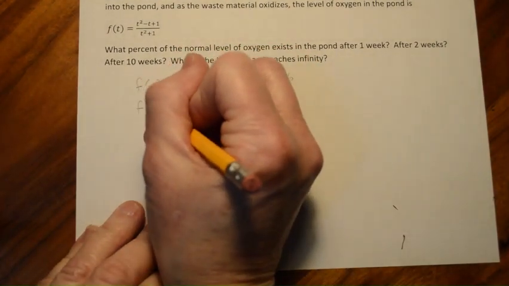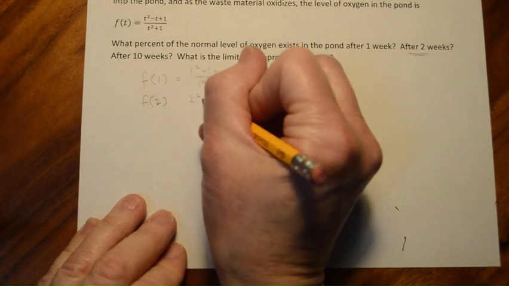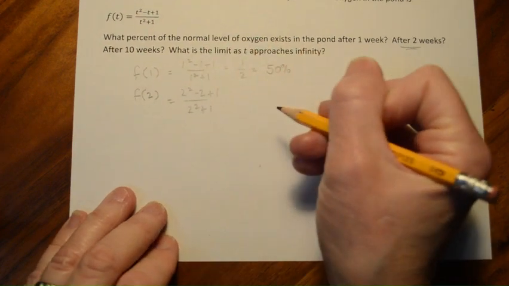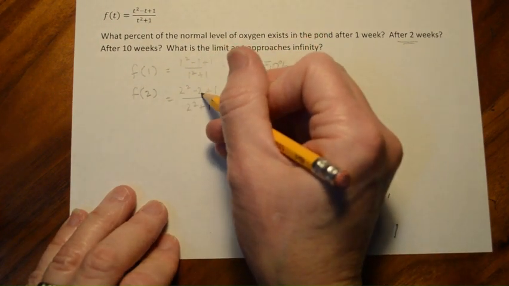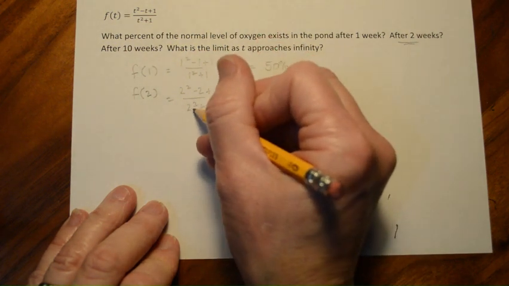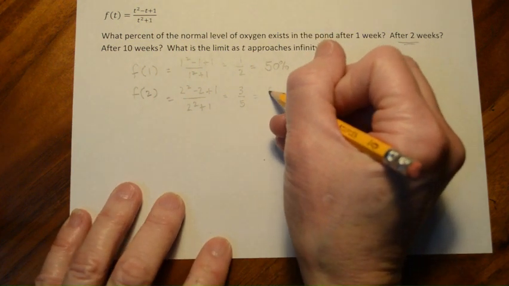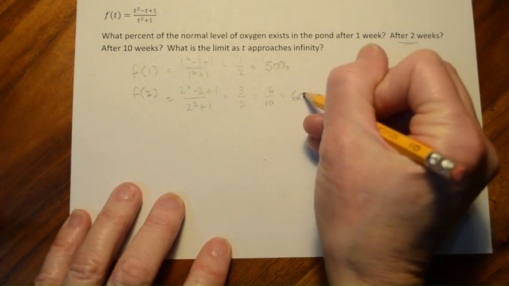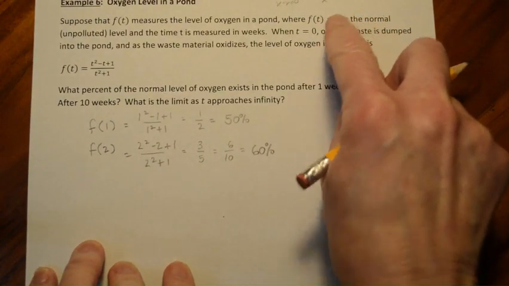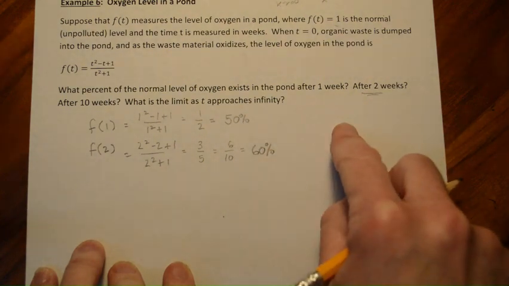All right, it's also asking us to do after 2 weeks. So f of 2 is going to be 2 squared minus 2 plus 1 over 2 squared plus 1. It's going to give us 4 minus 2 is 2 plus 1 is 3, and here we're going to get 4 plus 1 is 5. So that is 6/10, which is the same thing as 60%. So it dropped from its normal of 1 to 50%, and now after 2 weeks it's climbing back up a little bit.